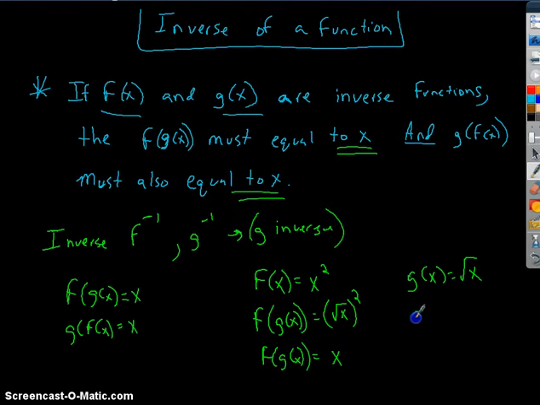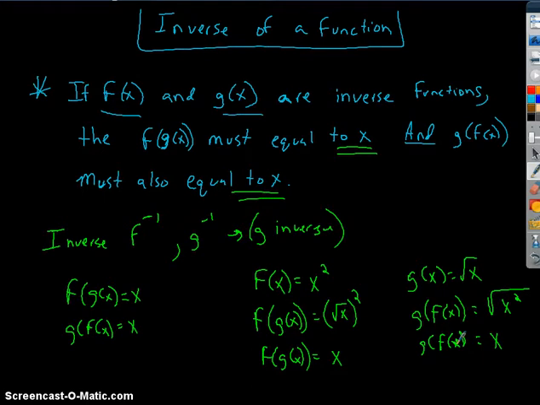And then if I check g of f of x, I would take g of x, which was the square root of x, and replace that x with what f of x is. F of x is x squared, so then I'll put x squared there. So the square root of x squared is definitely x. So g of f of x is also x. So that's one way we can show inverse. I can take one and place it into the other.